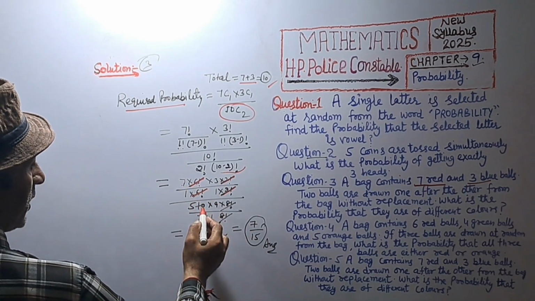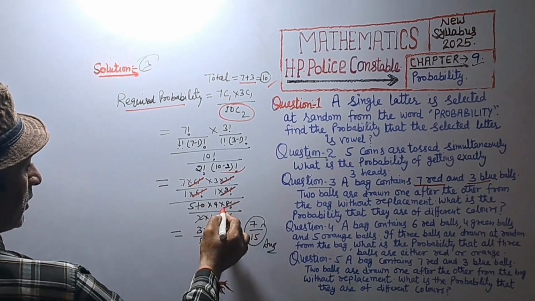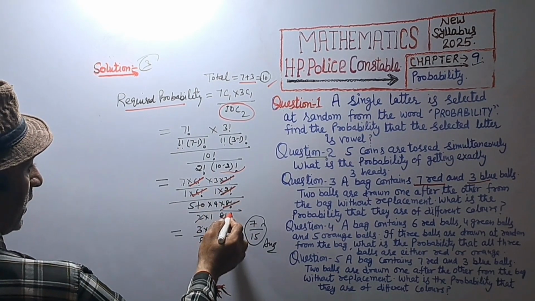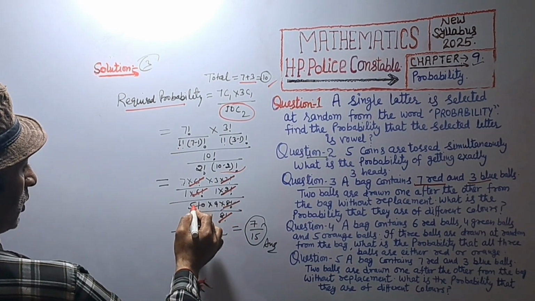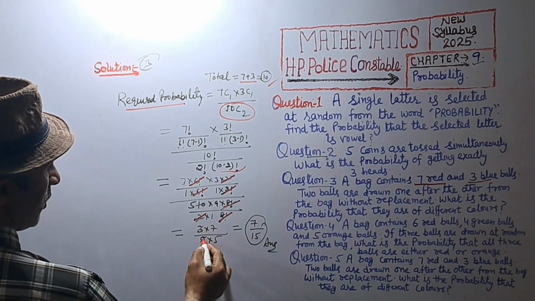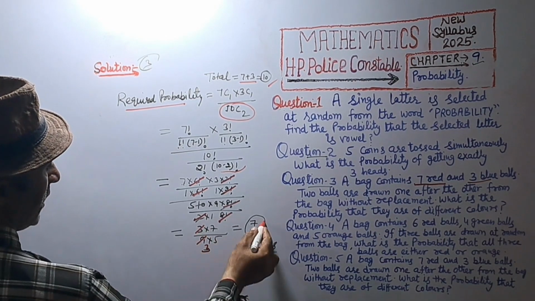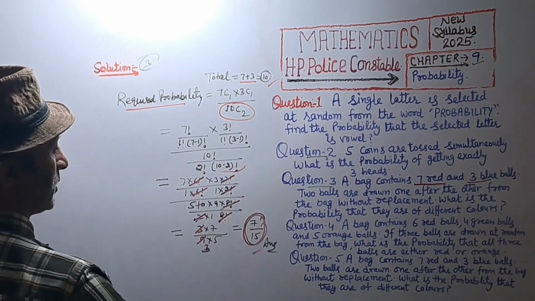7 into 3 divided by 10 into 9 into 8 factorial over 8 factorial, and 2 factorial. 2 1s are 2 and 2 5s are 10. So we get 7 into 3 upon 9 into 5. 3 1s are 3, 3 3s are 9, and we get 7 upon 15, answer.